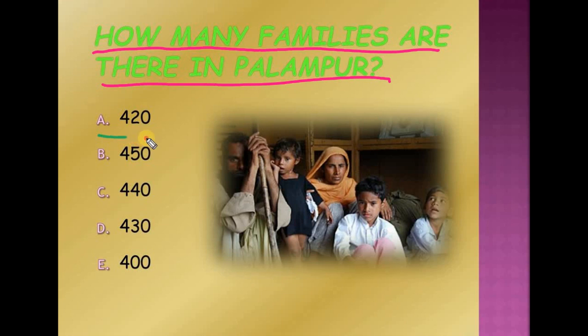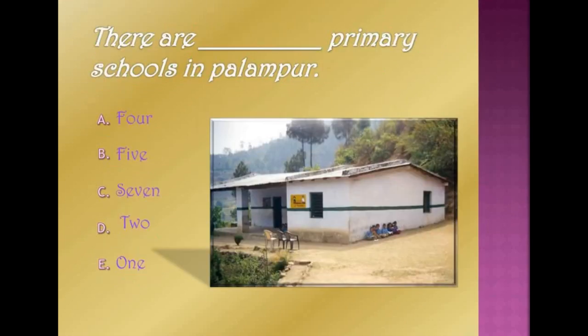Option A 420, option B 450, option C 440, option D 430, option E 400. So it's a direct question. It's pretty obvious. The answer is nothing but 450 families. We have read it quite many times. In the chapter also I specified it. So it's a direct question. Let's jump into the next question.